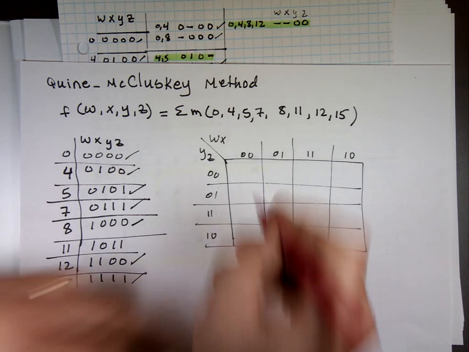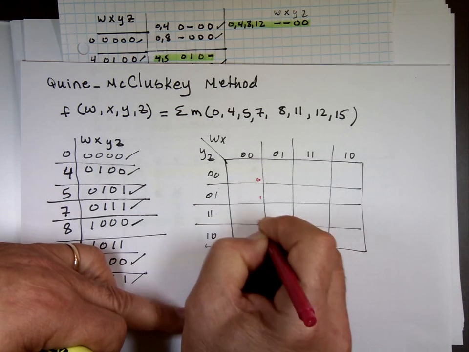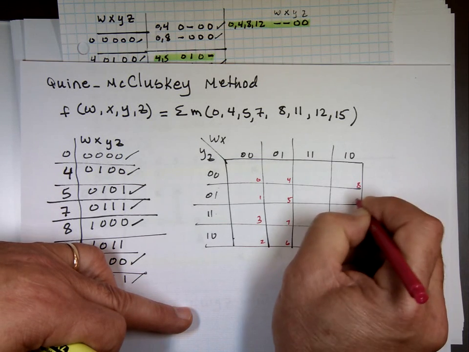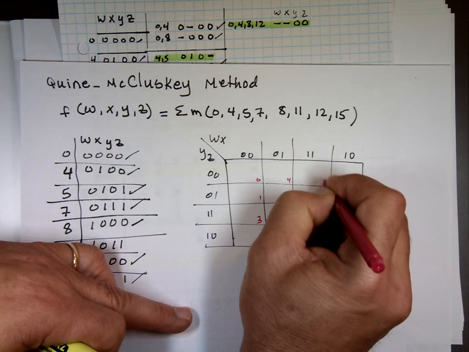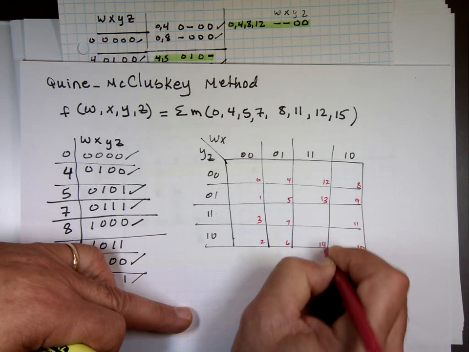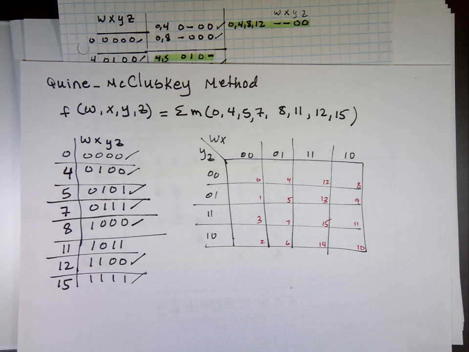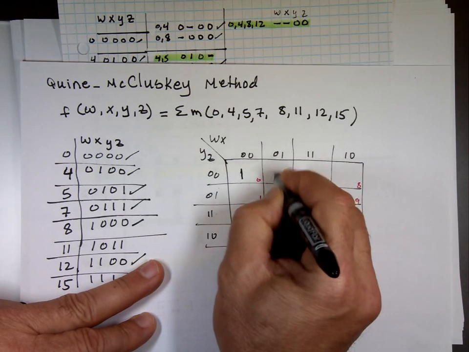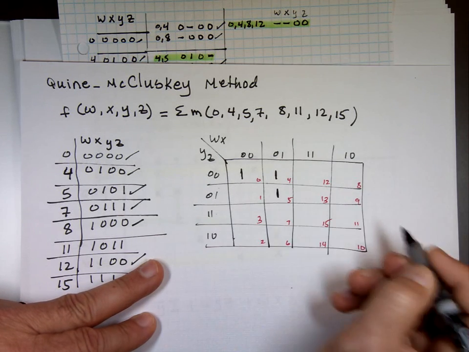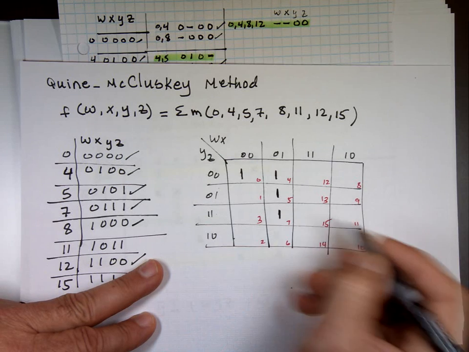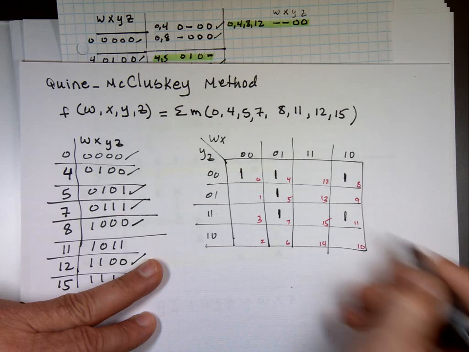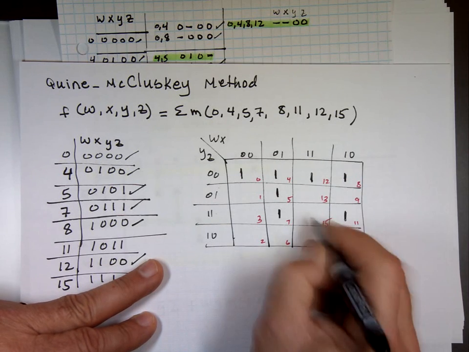Again, 0, 1, 2, 3, 4, 5, 6, 7, 8, 9, 10, 11, 12, 13, 14, 15. Now we have a 1 at 0, at 4, at 5, at 7, at 8, at 11, at 12, at 15. Anything else?